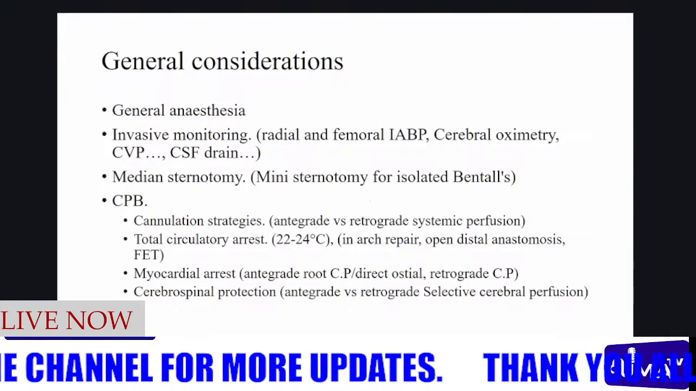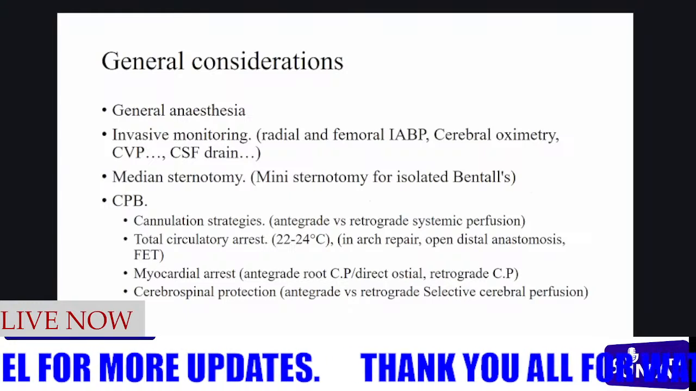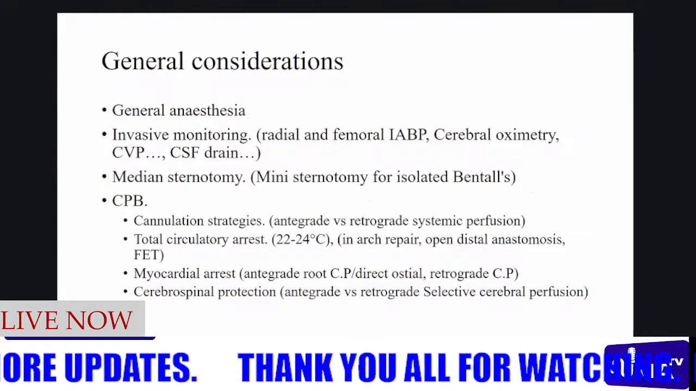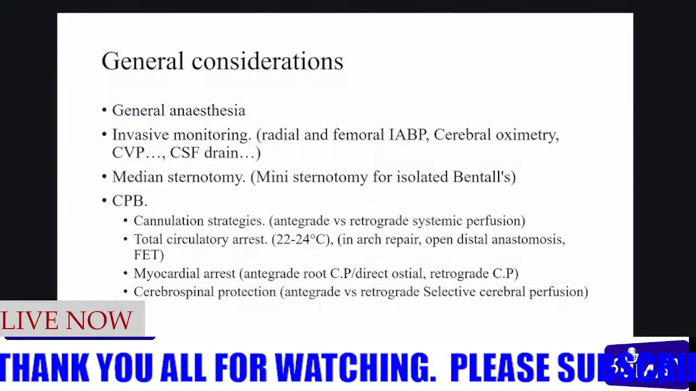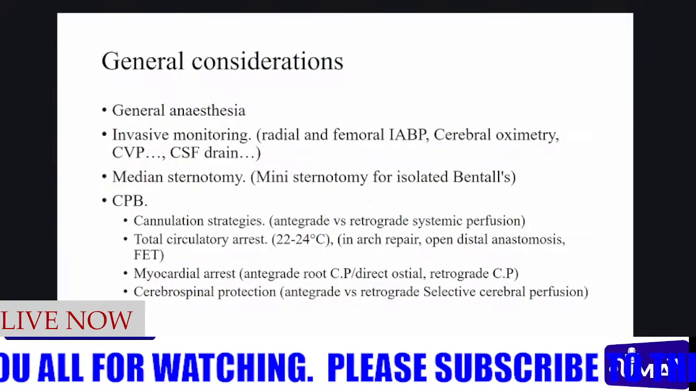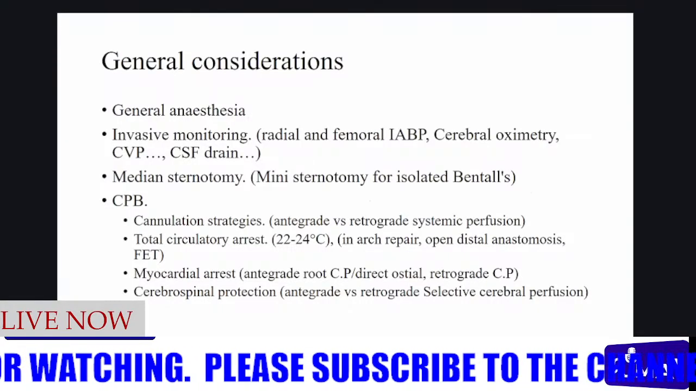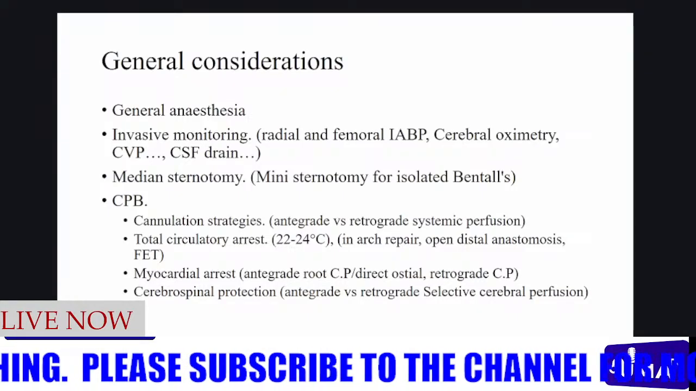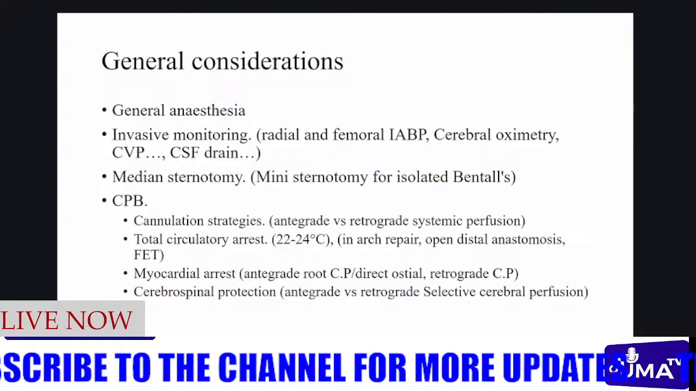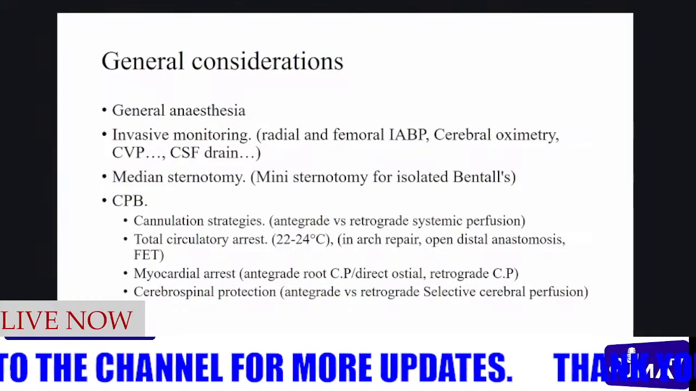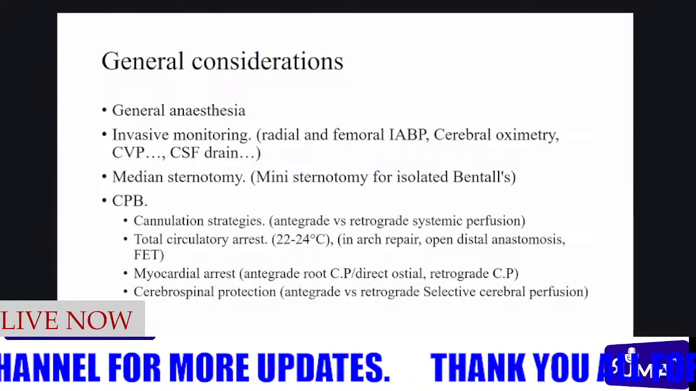So how do I perfuse the system? What I've described is for basic heart surgery, open heart surgery. If I'm replacing a valve, I'll do that. But now I'm going to work on the aorta itself. So I have to find other ways of perfusing the system without using the aorta. Does it make sense? So what are the options?